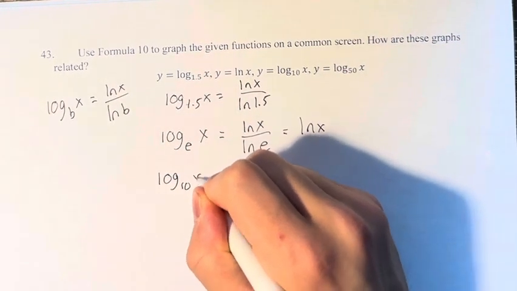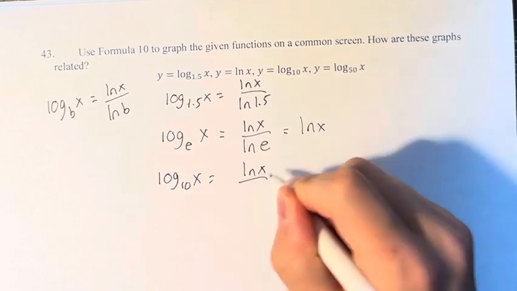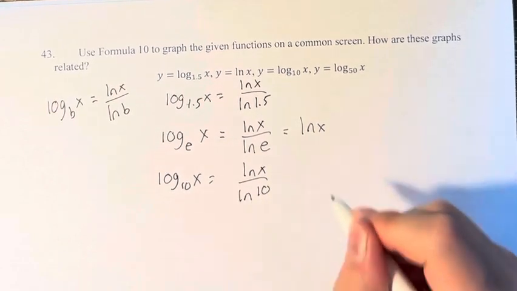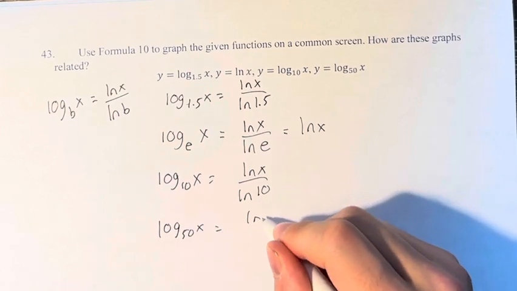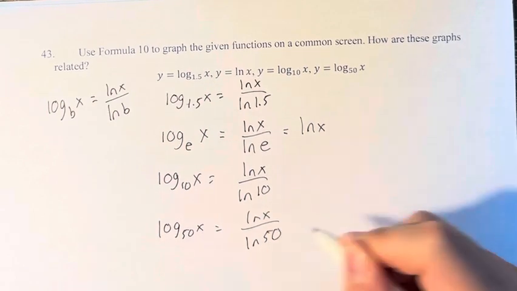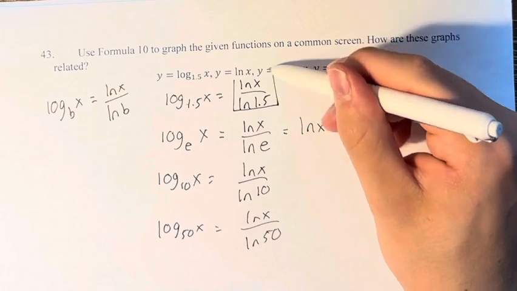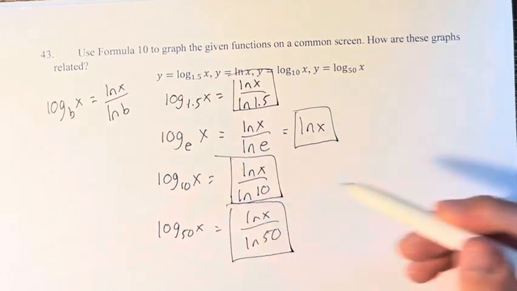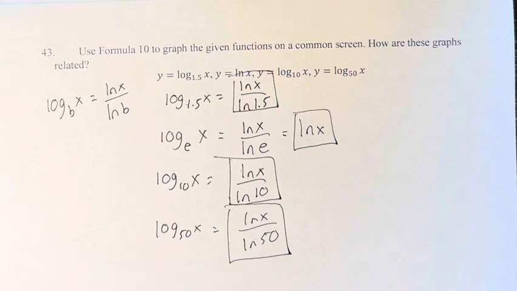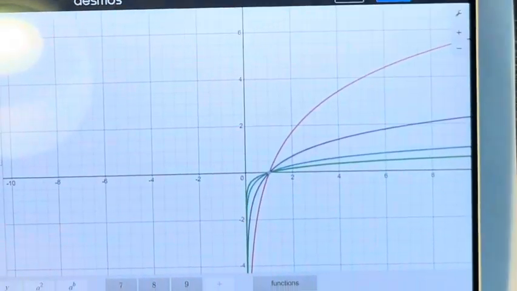Log base 10 of x is equal to ln of x over ln of 10. And log base 50 of x is equal to ln of x over ln of 50. And so these are the four equations that you have to graph. And what I've done here is put them into Desmos.